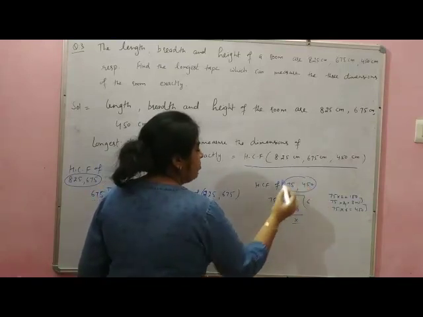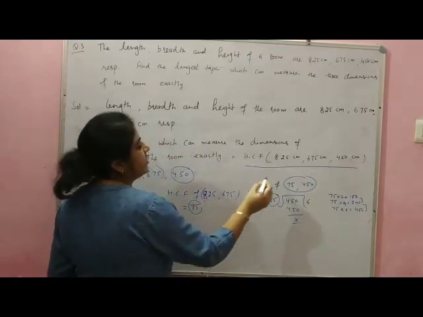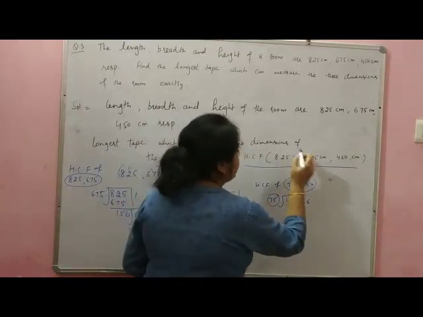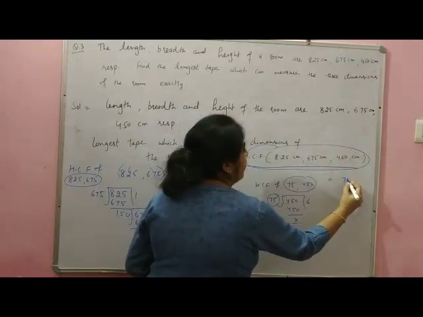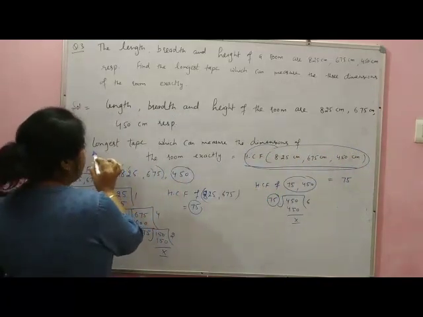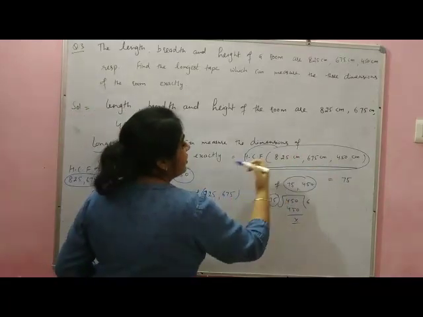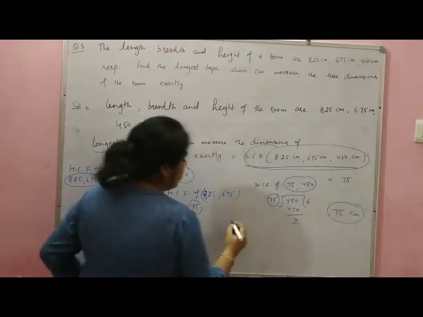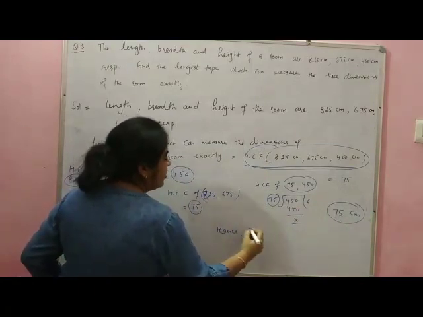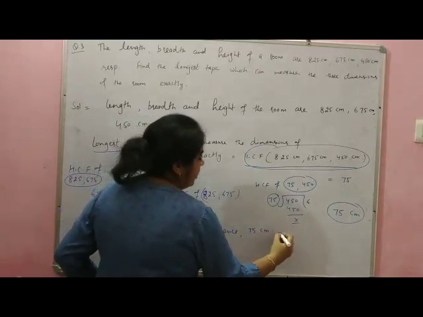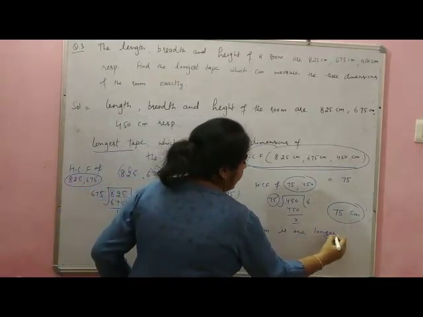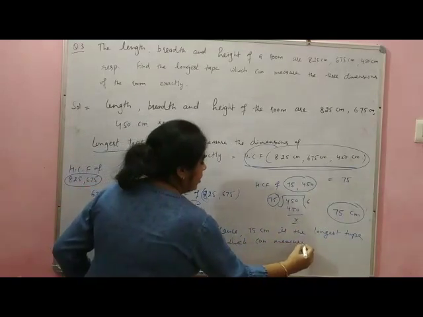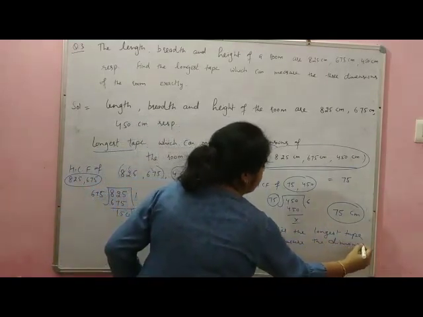So what is the HCF of these two numbers? 75 itself. So the HCF of these three numbers is 75. We were finding the length, means the longest tape which can measure these three dimensions exactly. So the longest tape length is 75 centimeter. Hence we can say that 75 centimeter is the longest tape which can measure the dimensions exactly.